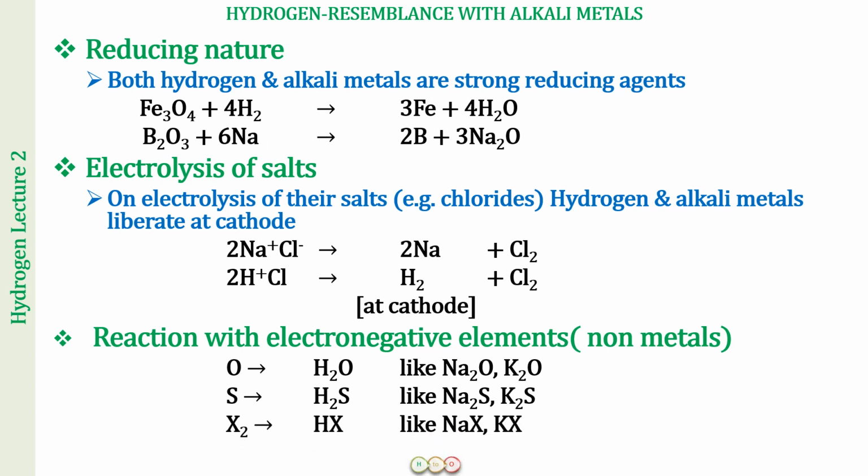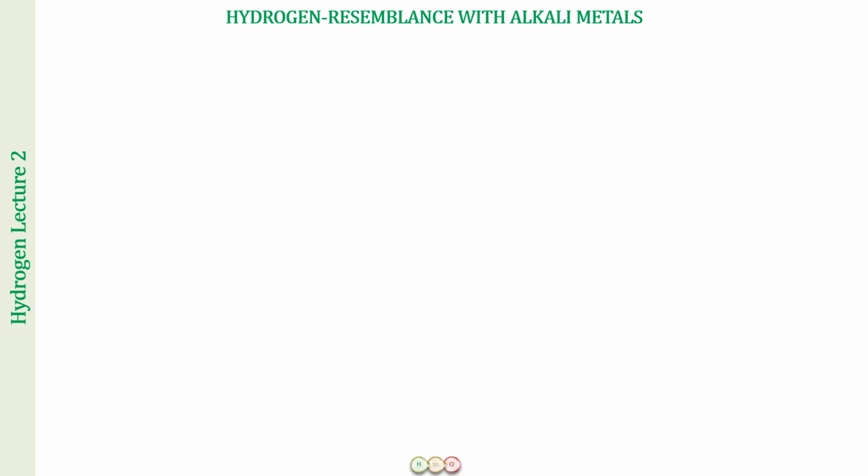And if you look at the reaction with the halogens, you will see that hydrogen forms the corresponding halides HX. And also the alkali metals will be forming the corresponding halides like NaX, KX. So the reaction with the electronegative elements is also similar for both the alkali metals and hydrogen. So now you have seen that hydrogen resembles the alkali metals quite a lot in its properties.